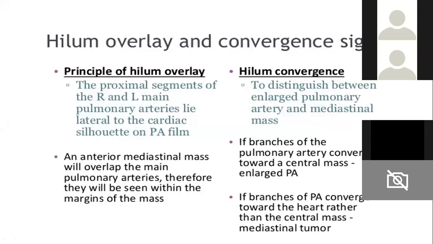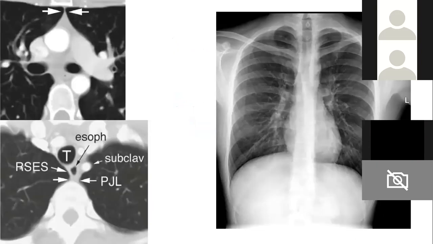So this we have already discussed. This is the principle of hilum overlay and hilum convergence signs. If you can just read it. Now let's talk about some further anatomy, which may help us to differentiate again the various compartments of mediastinum the lesion will belong to.